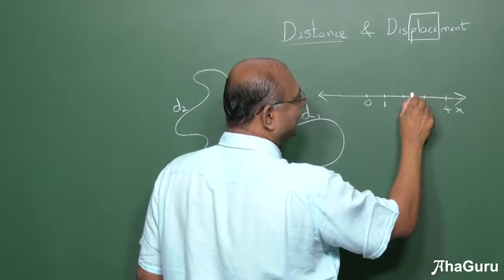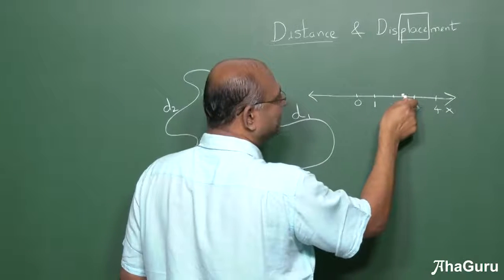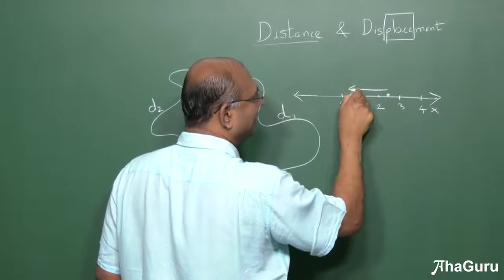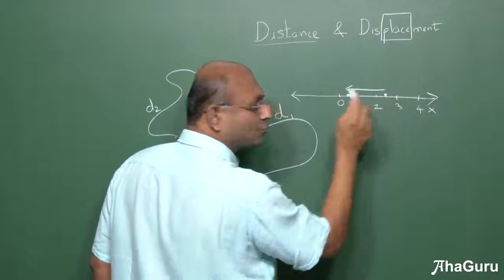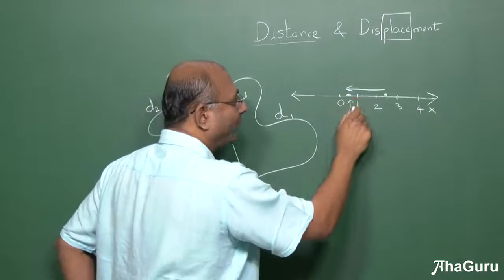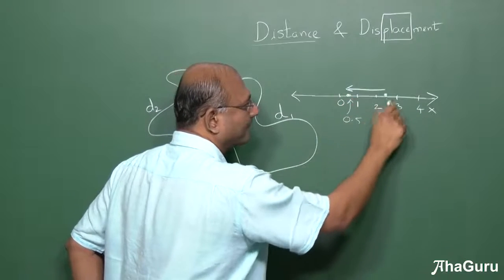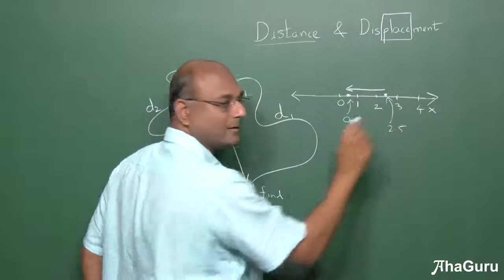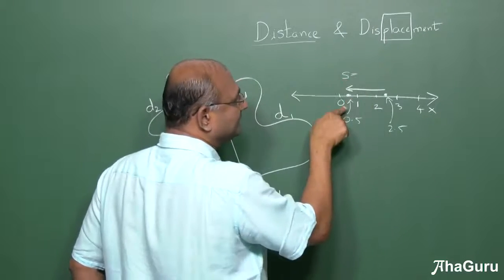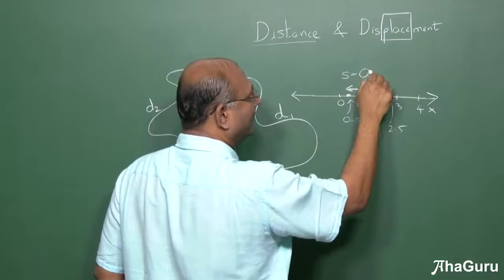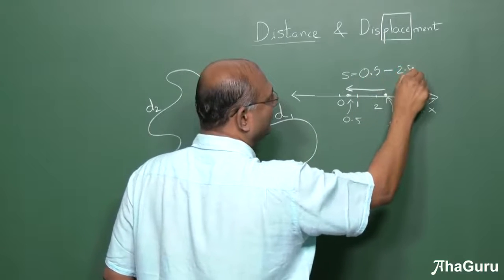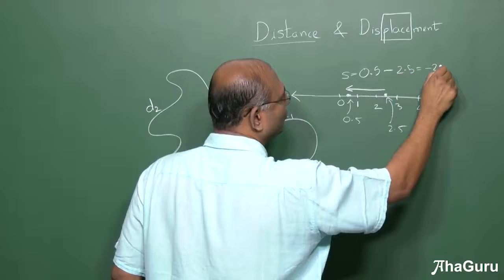So let us say I started here and this object moved from here to there. My displacement is this arrow from 2.5 to, let us say, 0.5. So what is my displacement? My displacement is final position 0.5 minus my initial position 2.5, which is minus 2 meters.